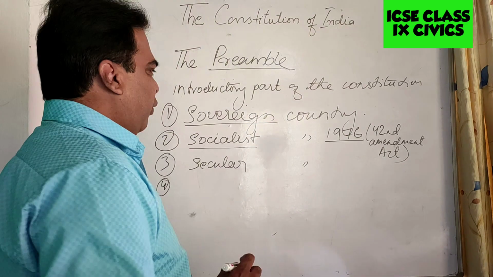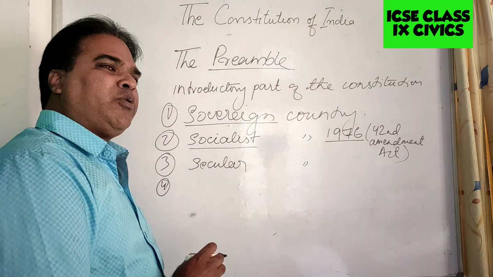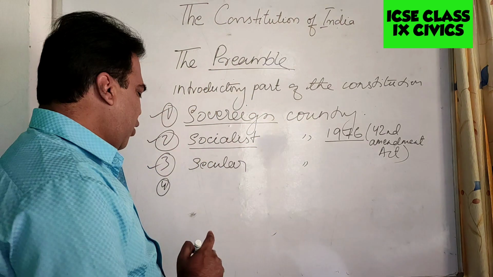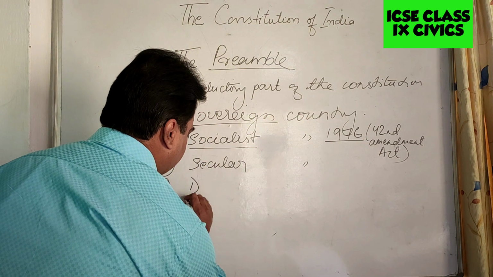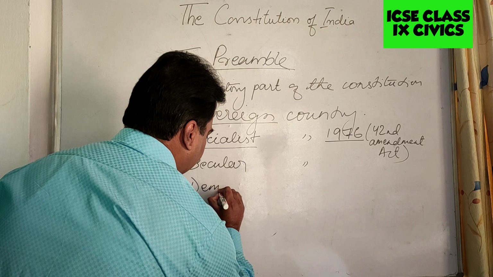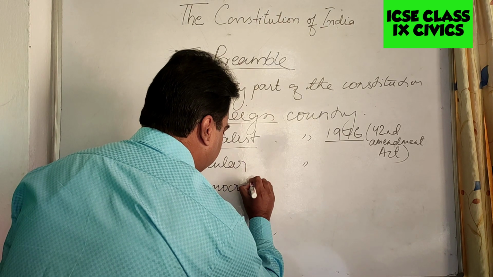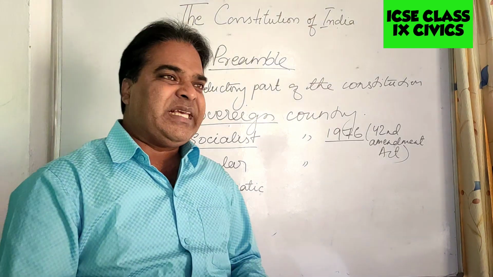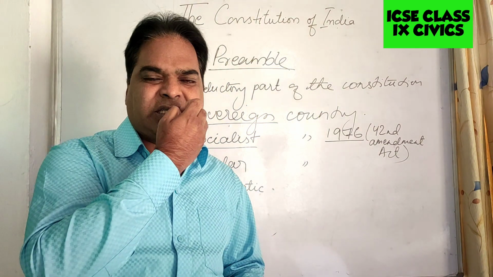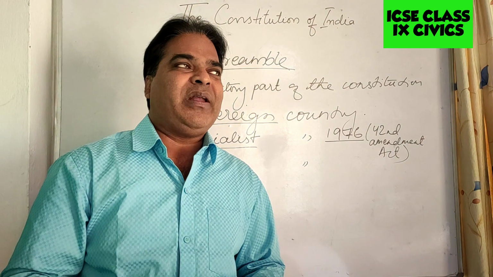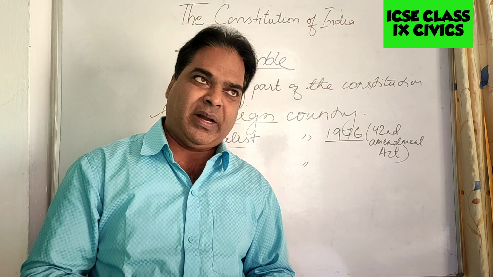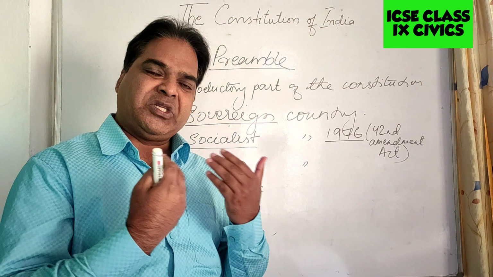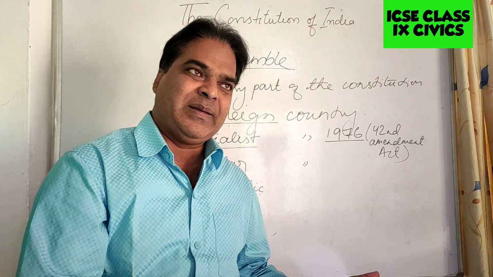Number 4. We, the people of India, solemnly resolve to constitute India into a sovereign, socialist, secular. Number 4. What is it? Tell me. Democratic. Right. Democratic. So what type of country is India? A democratic country. That means we have a representative form of government. Our representatives are there in the Lok Sabha. Our representatives are there in the Legislative Assembly.